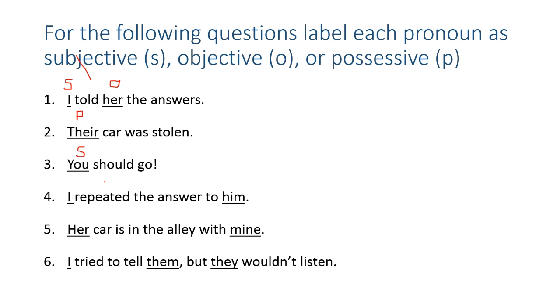I repeated the answer to him. I is the subject, so it's going to be subjective. Him: to him is a prepositional phrase, so this is an object of a preposition, so this is going to be an objective pronoun.